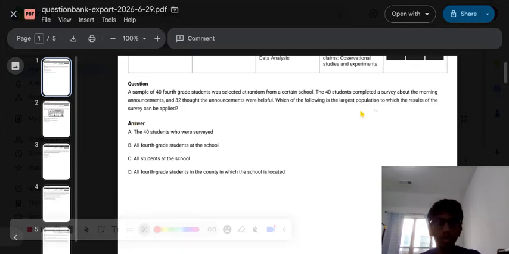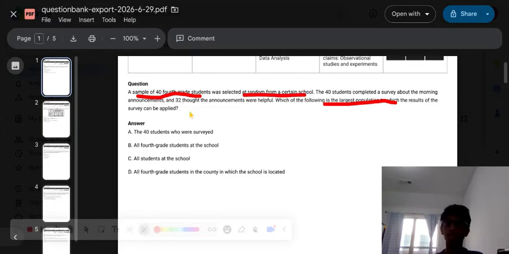So when we're looking at what is the largest population to which a result can be applied, we're looking at what is the broadest thing that still fits the category that was selected from. So if we look here, we have a sample of 40 fourth grade students from a certain school. Okay, so the broadest thing that still fits it is all fourth grade students at the school. I didn't explain that really well, but think of it this way.